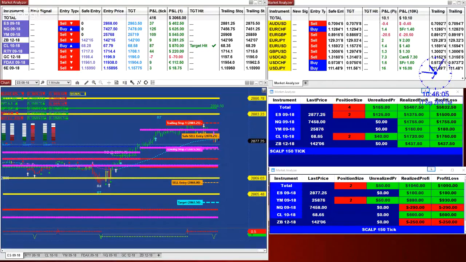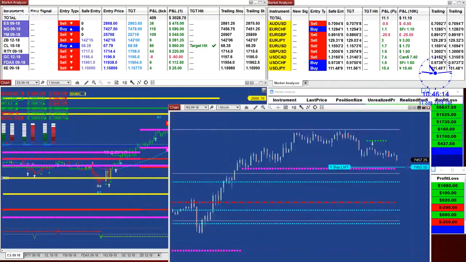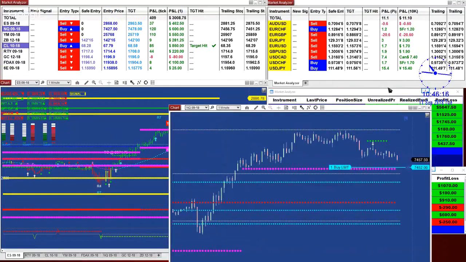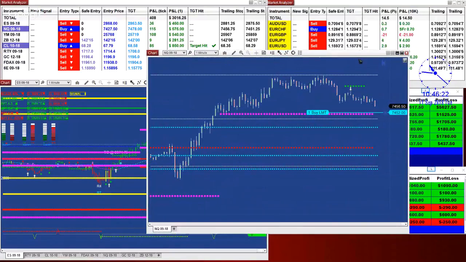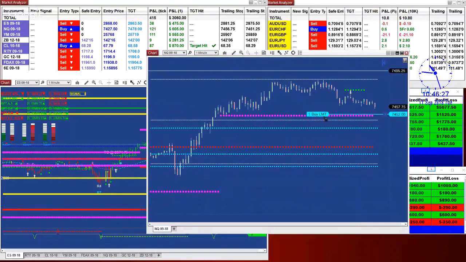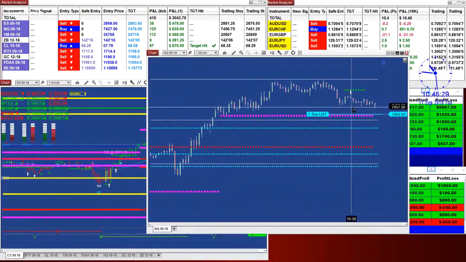Okay, the NASDAQ is coming down to this and to this one here. And you're very welcome to follow on the sim. It is the 52 level. Buying at 52. Please follow on the sim.